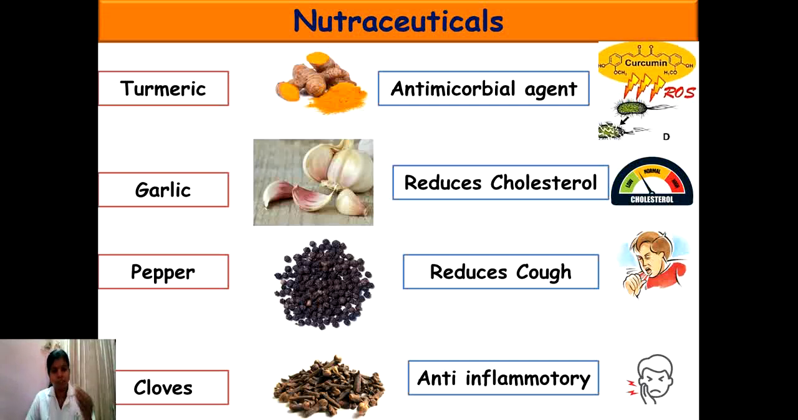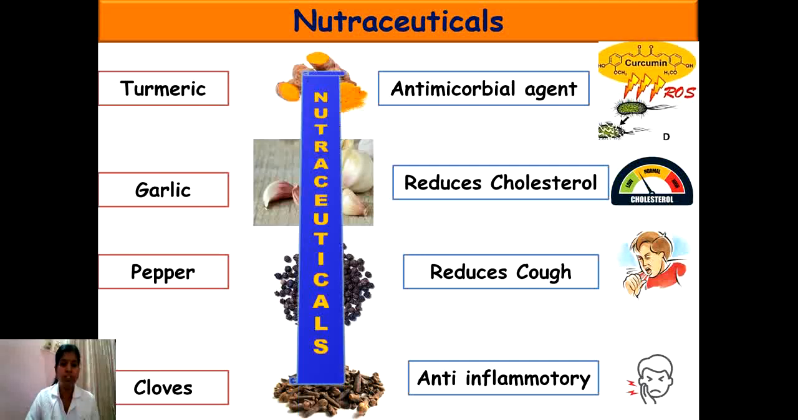So we know that turmeric has an antimicrobial factor, garlic is important to reduce cholesterol, pepper is important to reduce cough, and clove is very important to reduce inflammation. We use these regularly because these food items have certain bioactive components which give these medical benefits. Those active principles, those active components present in the food material, are termed nutraceuticals.